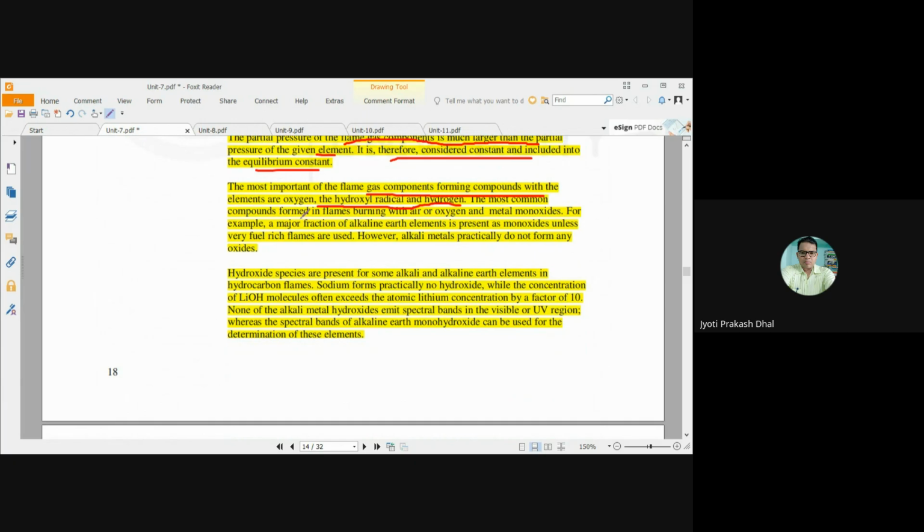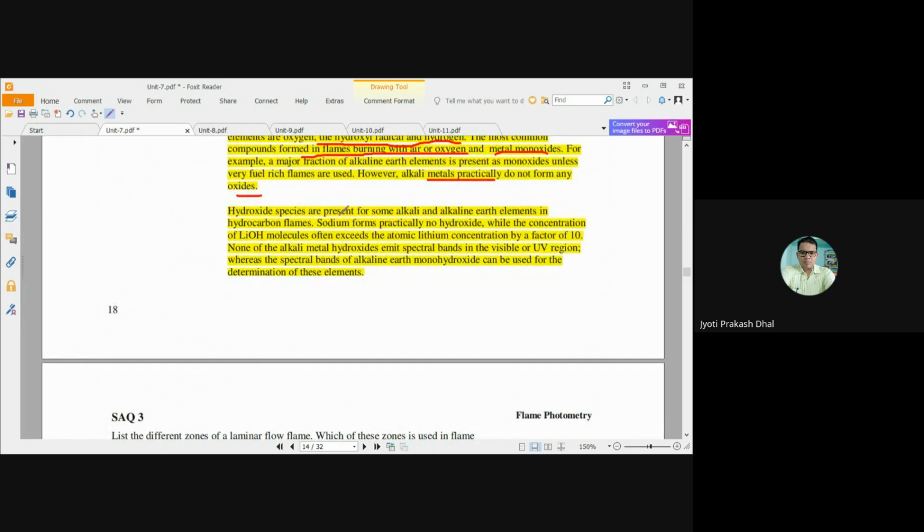The most common compounds formed in flames burning with air or oxygen are the metal monoxides. For example, a major fraction of the alkaline earth metals is present as monoxide unless very fuel-rich flames are used. However, alkali metals practically do not form any type of oxide. Hydroxide species are present for some alkali and alkaline earth metals in hydrocarbon flames.